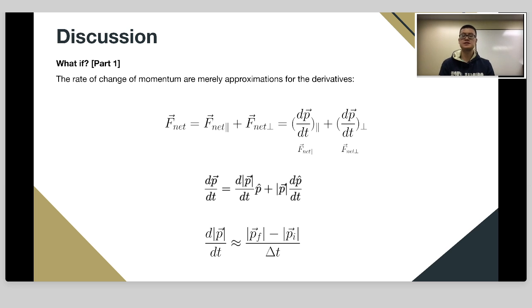Addressing the what-ifs of the lab's experiment, the net force and its parallel and perpendicular components are different from the rate of change in momentum in those same components. The approximation was accurate for small iterations of delta p, but may deviate if there are additional uncertainties in the experiment.